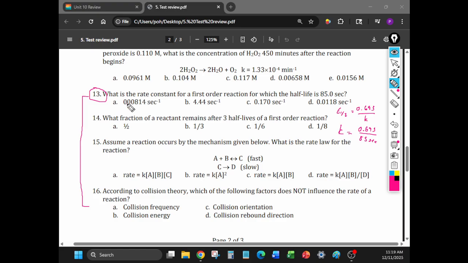And it's going to give you 0.00814. There's a missing decimal here, but it should have been A. Hopefully you guys were able to take that educated guess on that. So my bad. I didn't make this document, but that's an error there.